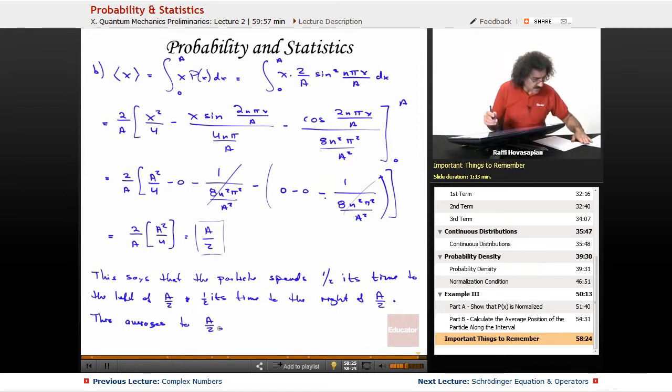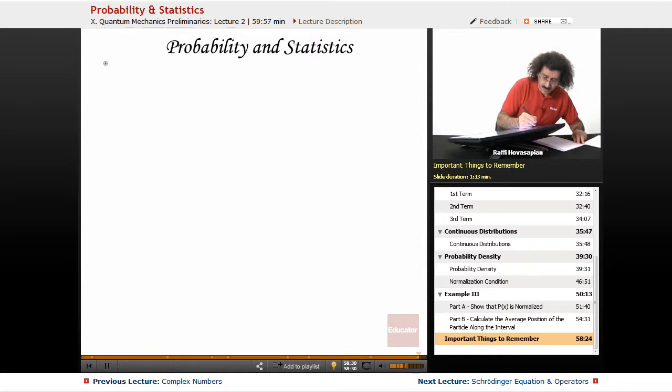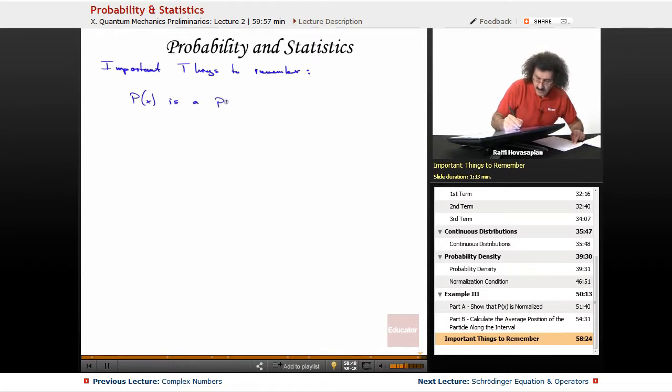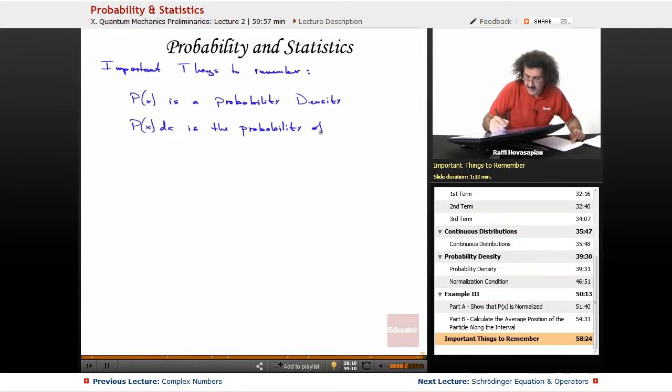Okay, so the things that I would like you to actually take away from this lesson. The important things to remember. The p(x) is a probability density. p(x) dx is the probability of finding something between x and dx, and of course the normalization condition.